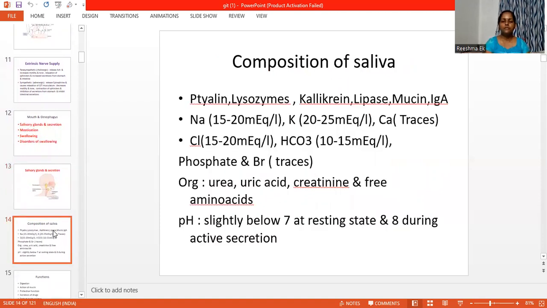Then about the composition of saliva. Saliva consists of ptyalin, lysozyme, kallikrein, lipase, mucin, immunoglobulin A, sodium ions, potassium ions, calcium ions, chloride ions, SO3 minus ions, bicarbonate ions, phosphate ions, Br, etc. And there are some organic matter present in the saliva. They are urea, uric acid, creatinine, and free amino acids. And the pH of the saliva is slightly below 7 at resting state and 8 during the active secretion.